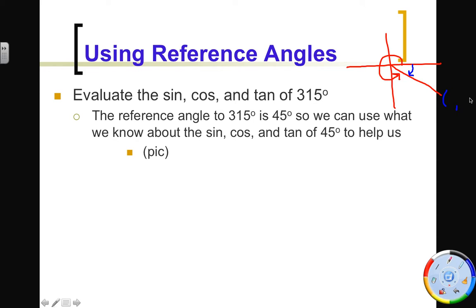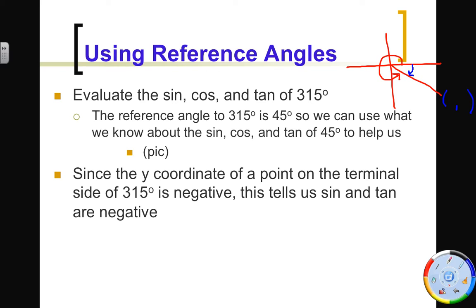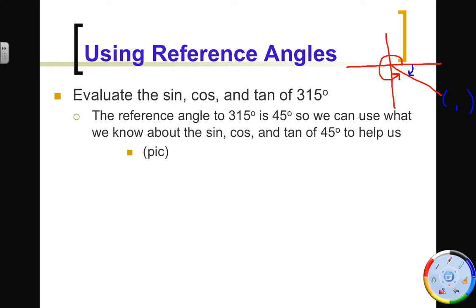On the circle, you have a coordinate for this particular angle, and you could use this coordinate to help you out. But here's what I want us to figure out. I want us to think about the reference angle as being a special angle. I know, or you should know, what the sine of 45 degrees is. The sine of 45 degrees is root 2 over 2, which means the sine of 315 is also going to be that number. You just have to figure out if it's positive or negative.